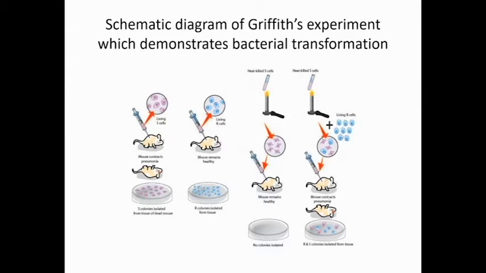So that suggests something from the S cell was transferred to R and converted R to S, so that they could kill the mouse.